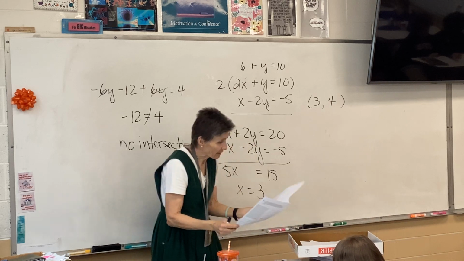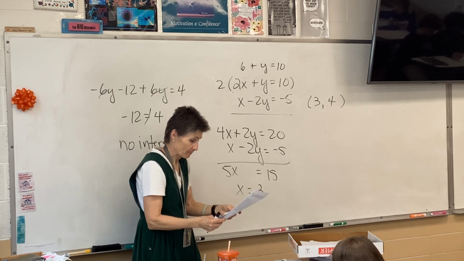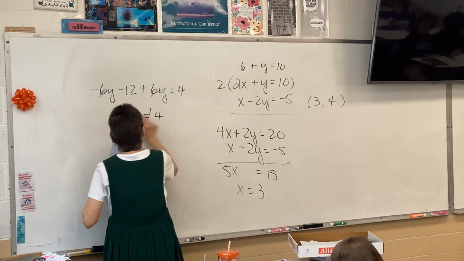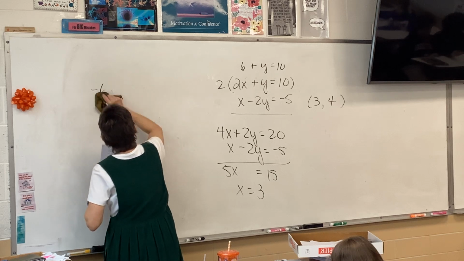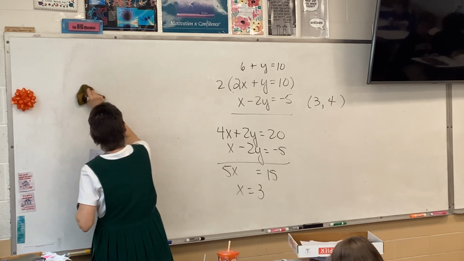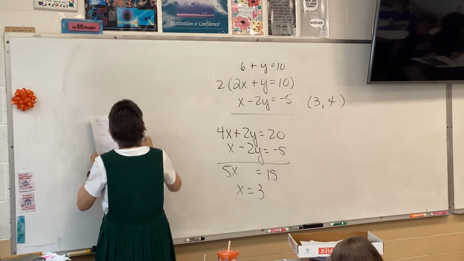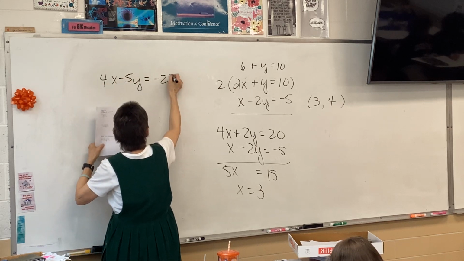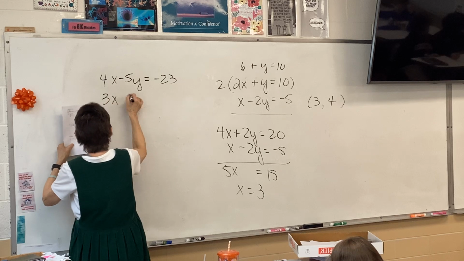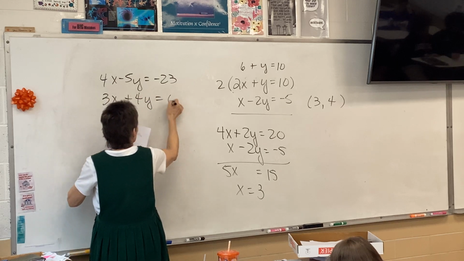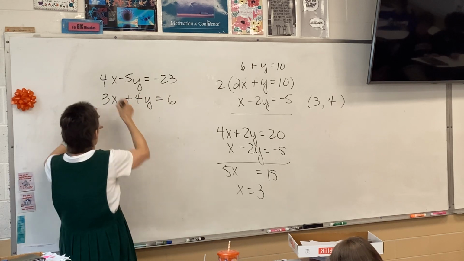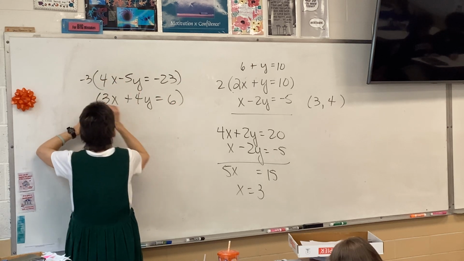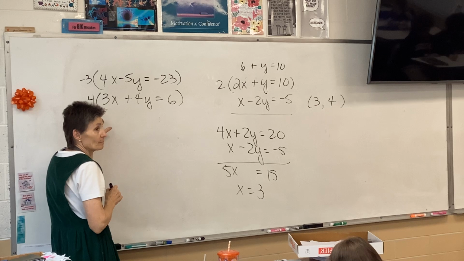All right, let's look at B, because it's a little different. What are we going to have to do if we must use elimination? Multiply by 3 and then multiply by negative 4. Exactly. We're going to need to multiply both equations this time. Negative 3 on the top, 4 on the bottom.